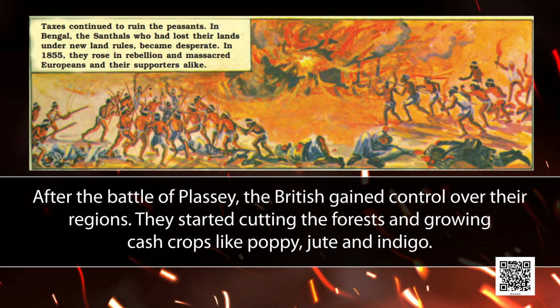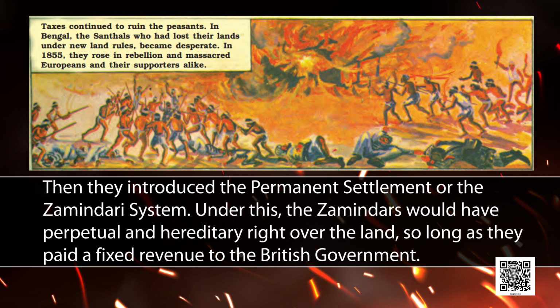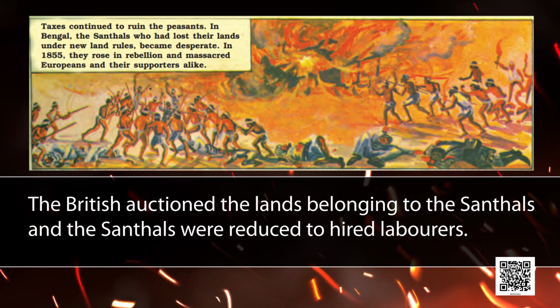After the Battle of Plassey, the British gained control over their regions. They started cutting the forests and growing cash crops like poppy, jute, indigo. Then they introduced the permanent settlement or the zamindari system. Under this, the zamindars would have a perpetual and hereditary right over the land, so long as they paid a fixed revenue to the British government. The British auctioned the land belonging to the Santhals, and the Santhals were reduced to hired labourers.